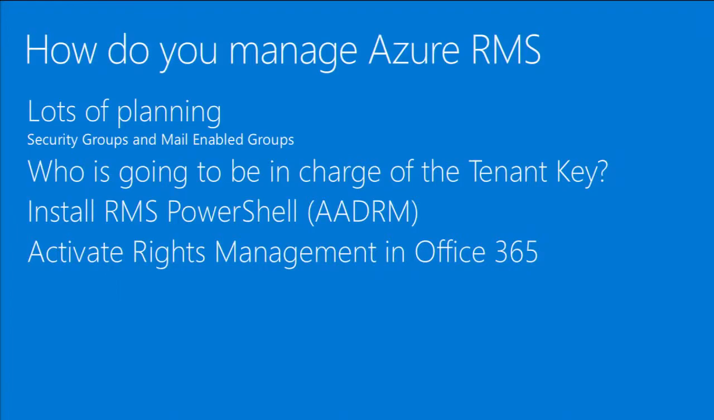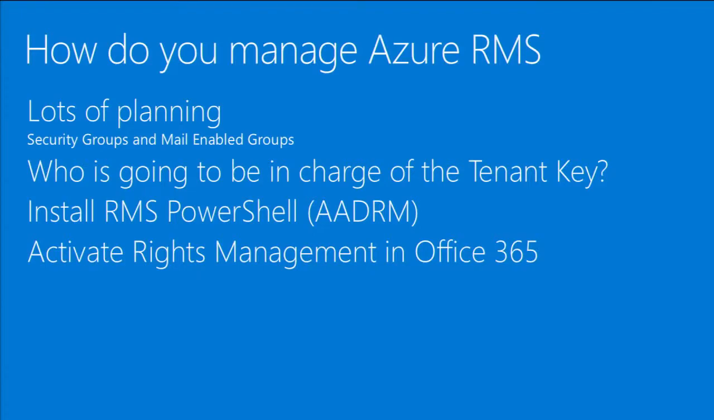Most of the stuff you've got to look at around your planning is which security groups are going to be enabled to apply this stuff, what are your mail-enabled groups that are going to go through it, who's going to be in charge of the tenant key. Generally, your Office 365 Global Administrator should be there, but are you going to have a second Global Administrator who's going to be able to look after that as well? It's quite important, you need that backup factor to make sure someone else can do it.